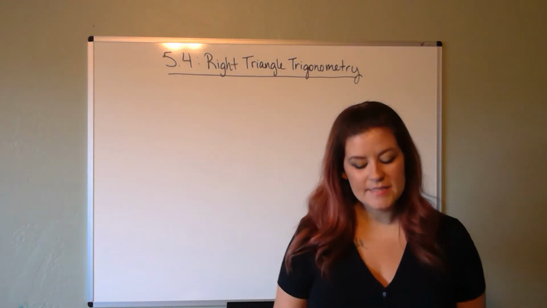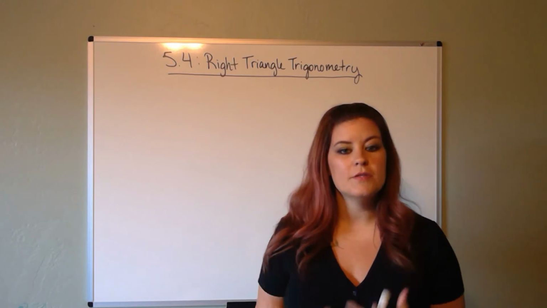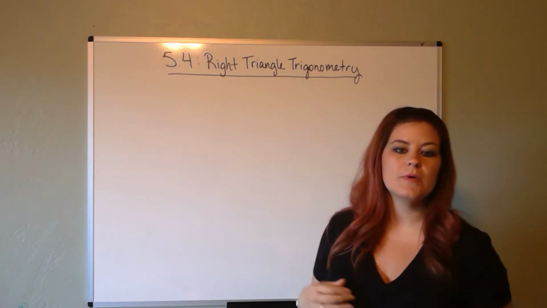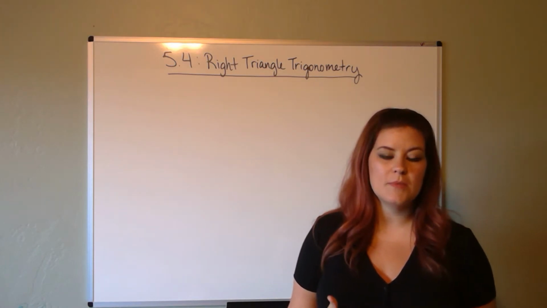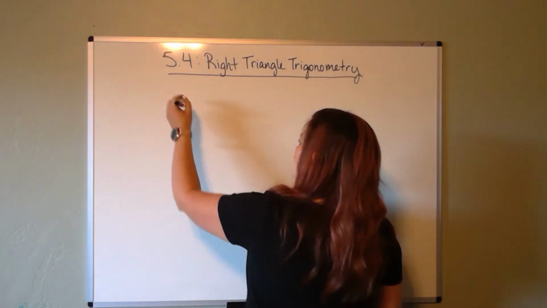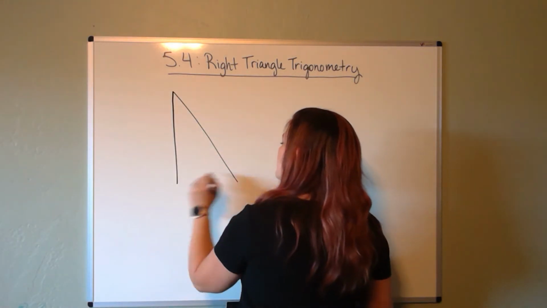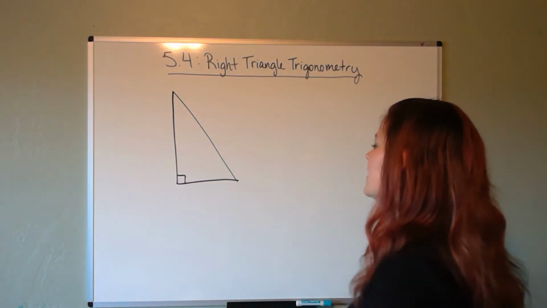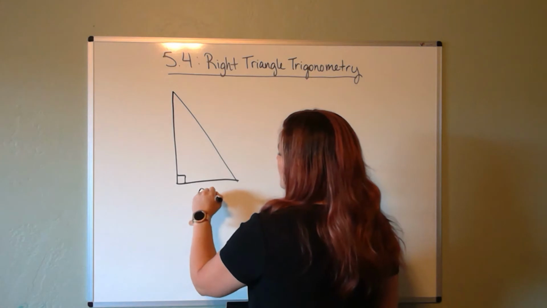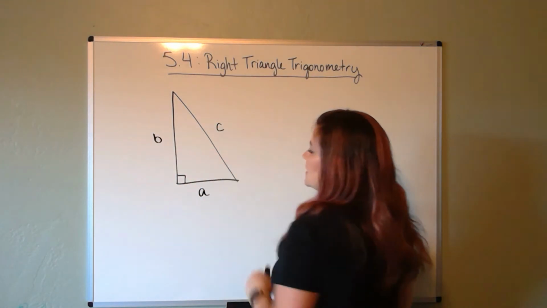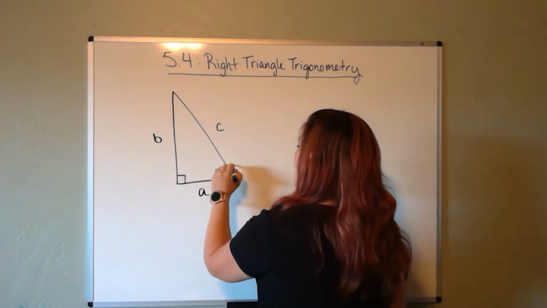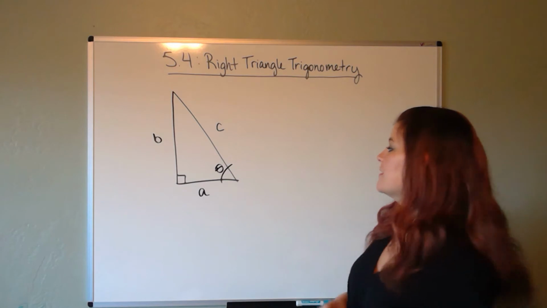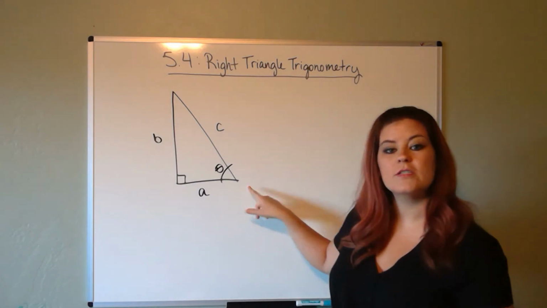So guys, let's get started. Today is the day we really start into the trig stuff. We are going to be using right triangles to help us define our trigonometric functions. So I'm going to start with a triangle. Of course, that is right. I'm going to label my sides A, B, and C. And I'm going to label this angle down here theta. And that's the angle that we're going to be finding trig functions for.